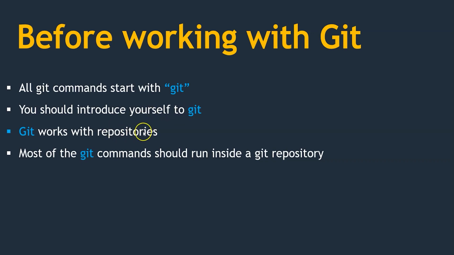If you have random names in your commits, then we don't know who has done those changes. Next, Git works with repositories. So whenever we want to work with Git, we should create repositories. Without repositories, we cannot track our changes. Next, most of the Git commands should run inside a Git repository. A few commands may work without Git repositories, like git config commands, but most of the commands you should run inside a Git repository. So these are the points you should remember while working with Git.